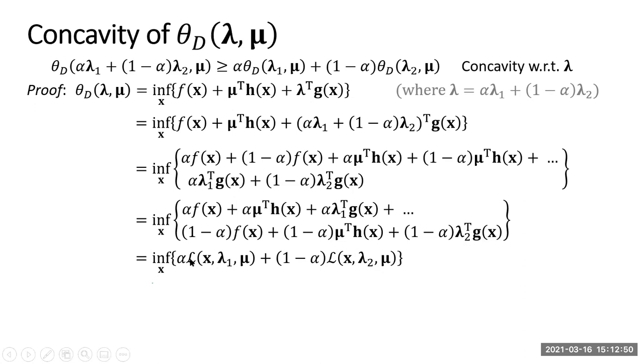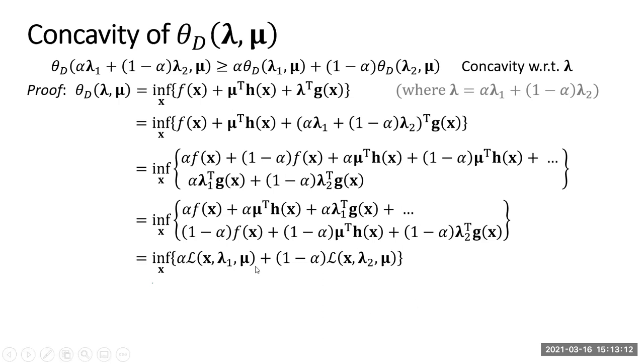I've divided it into two separate terms, two Lagrangians. Okay, alpha times this Lagrangian plus 1 minus alpha times this. And I have to do the infimum. I have to minimize the sum of these two functions. Correct?